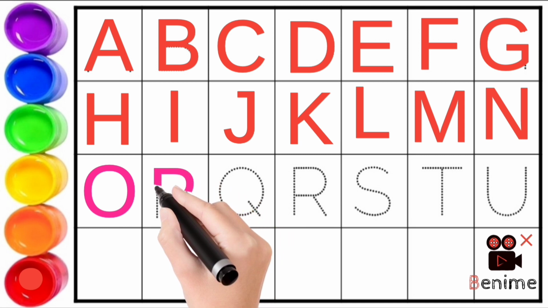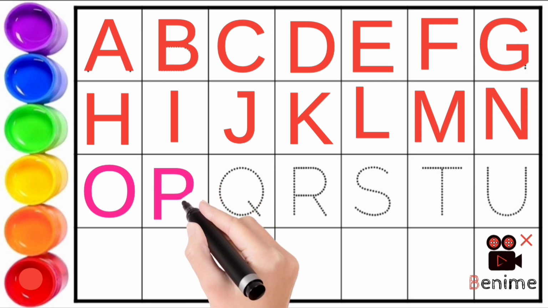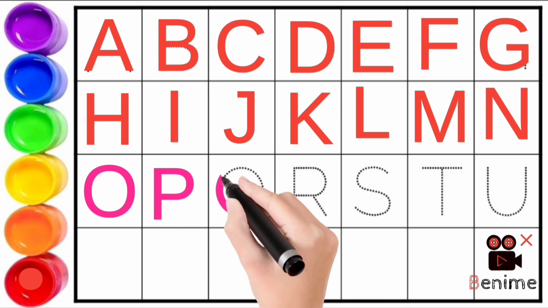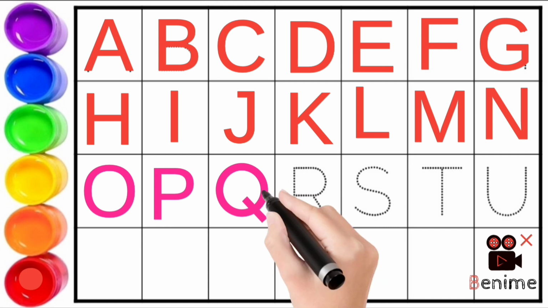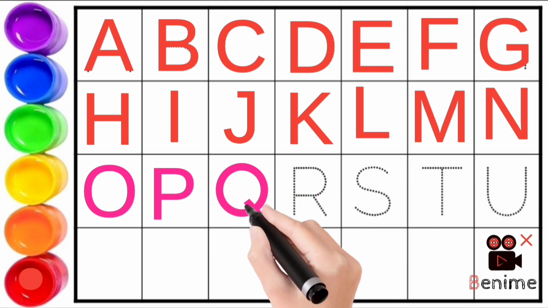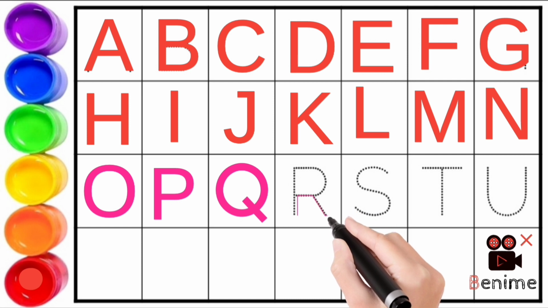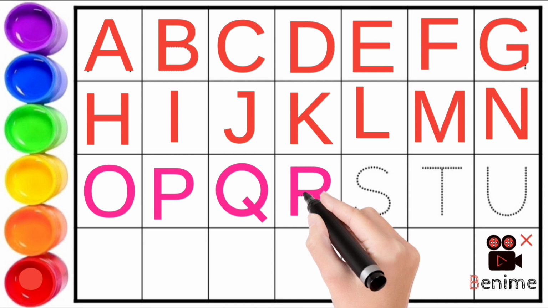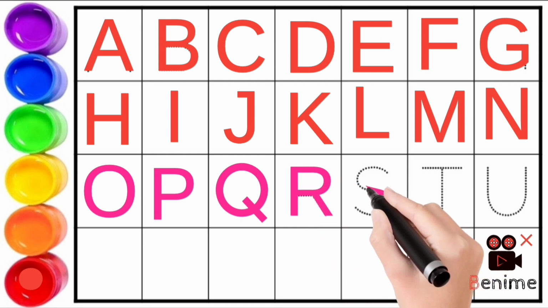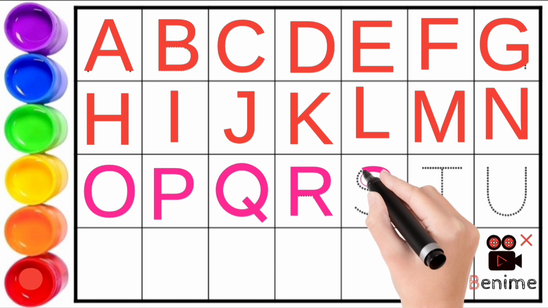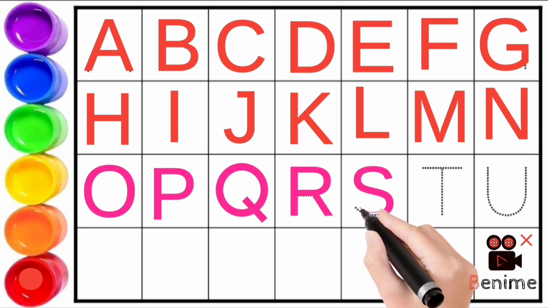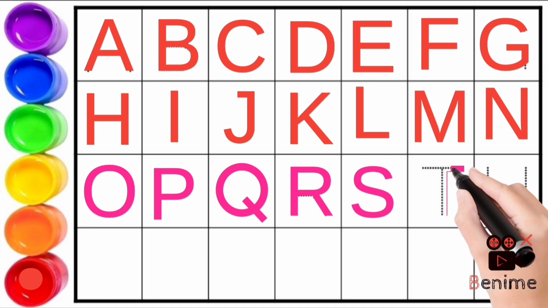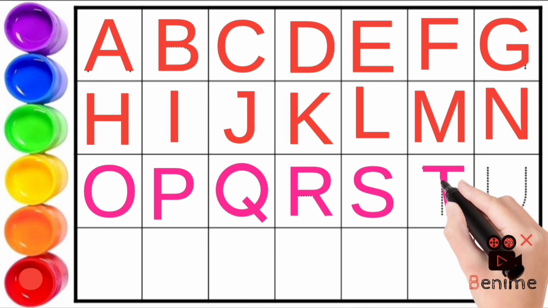P for peacock. Q for queen. R for rabbit. S for swan. T for tiger.